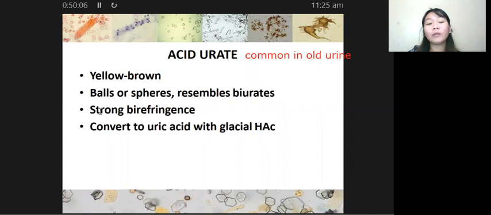Okay, so apart from that, we can also make use of their birefringence characteristic. So acid urate has a strong birefringence. Okay, and your acid urate is converted or may be converted to uric acid upon the addition of your glacial acetic acid. Okay, so that is for your acid urate.